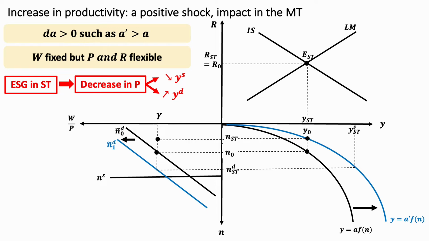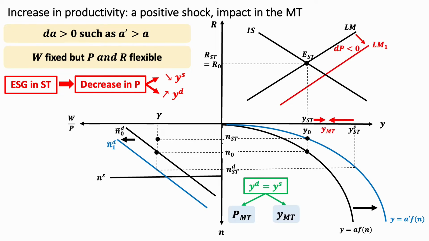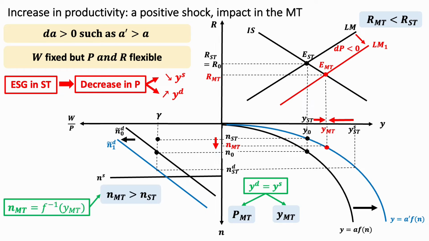Even if case 1 is the most frequent, there exists a second case showing a level of employment in the medium term still lower than initially. This is the case that you see on the graph here. In the medium term, Y increases less than in the previous case.